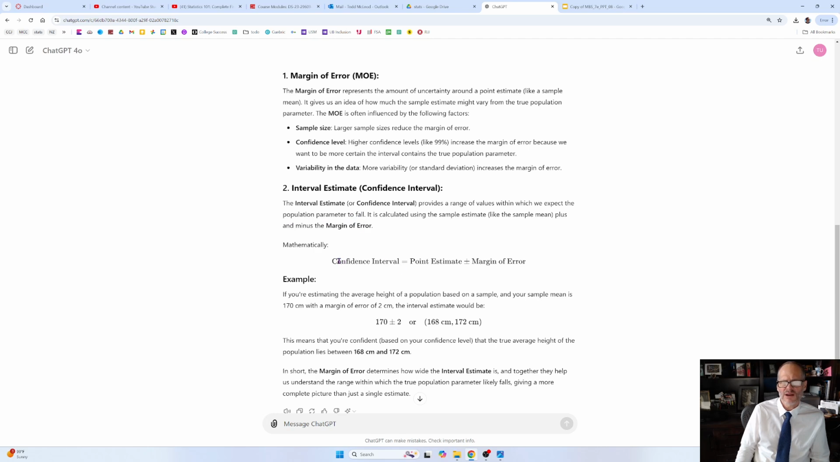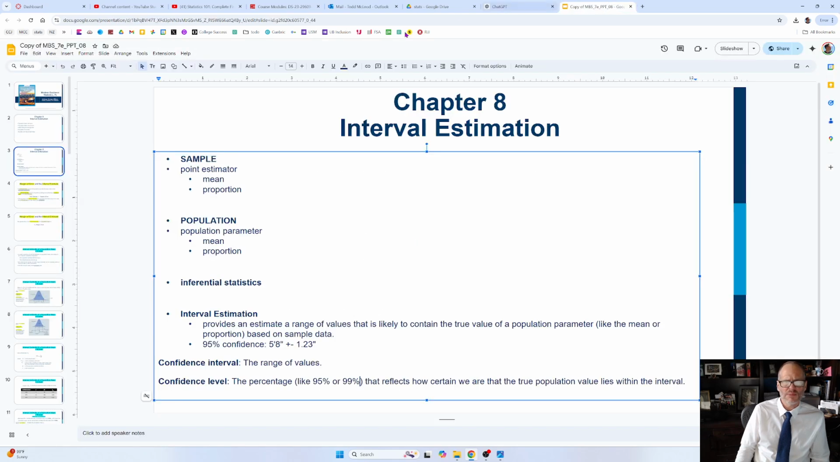So here we have a confidence interval. It's also known as our interval estimate. It's the point estimate plus or minus the margin of error. So if we look back at our example here, this is our margin of error, this is our confidence level, and this is our confidence interval, or our interval estimate.